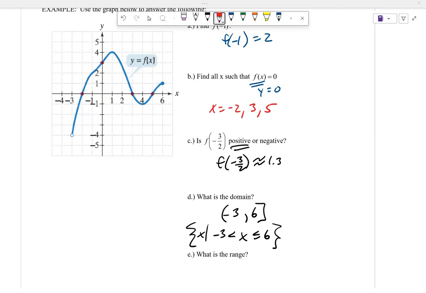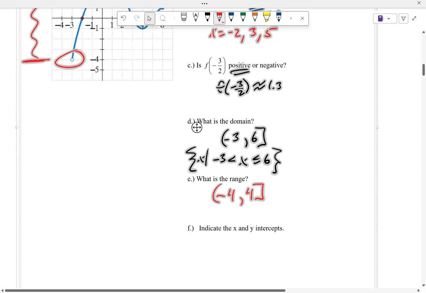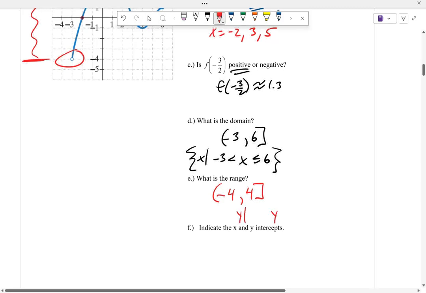Part E is asking for the range. Our lowest y value here is -4. It's not defined, so we're not going to include it, right? But we do hit all these y values up until the highest y value, a 4 right there. It is filled in, it's not an open hole or anything, so we're going to include that. So the -4 is open at the bottom, not included, up until a +4 at the top. So you have y such that y is less than or equal to 4, greater than -4.